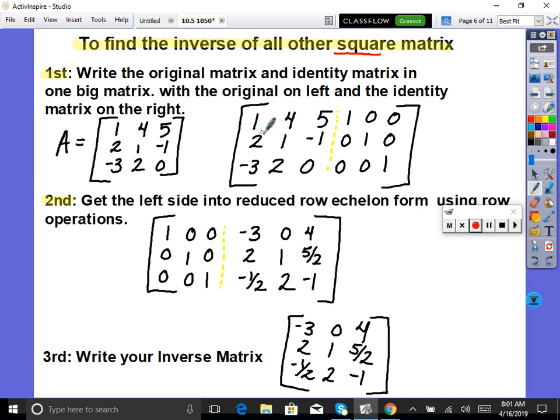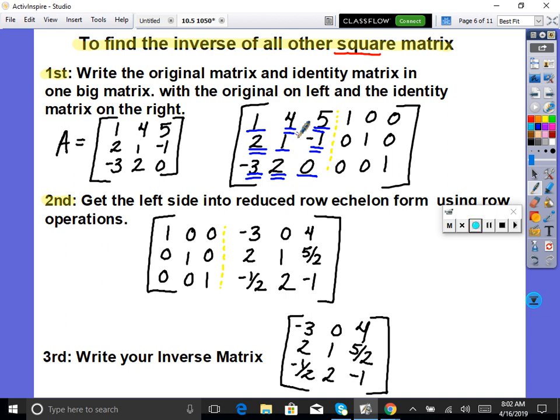So you're going to start here in this corner, get a 1. Then you're going to make this a 0, then a 0, right? Make this a 1, then make this a 0. Then make this a 1. Then we're going to be doing reduced row echelon form. So after we get 1s on the diagonal and 0s below, then we're going to get a 0 here, here, and then here. And then it will be in reduced row echelon form, and that will be our answer.